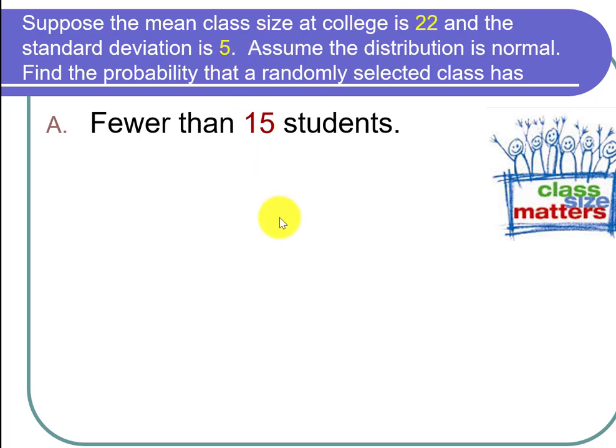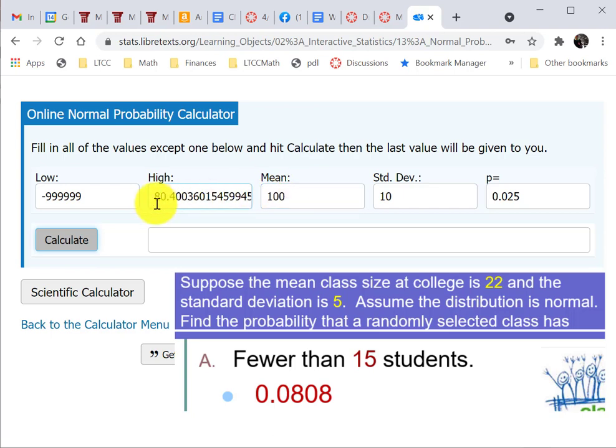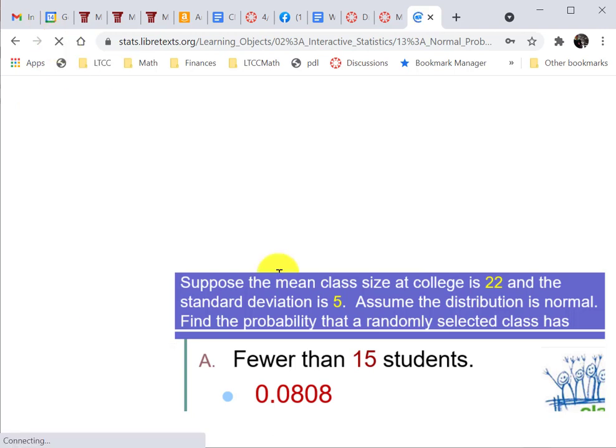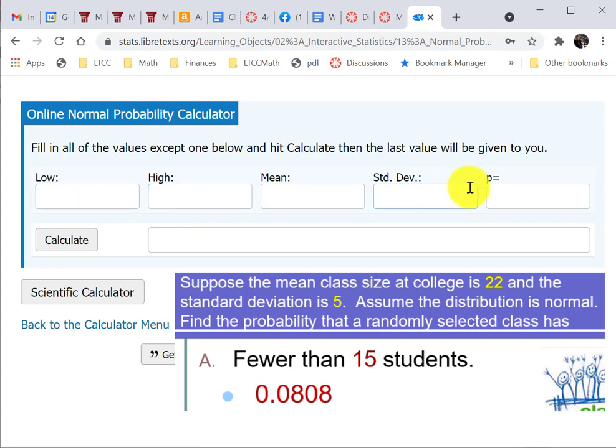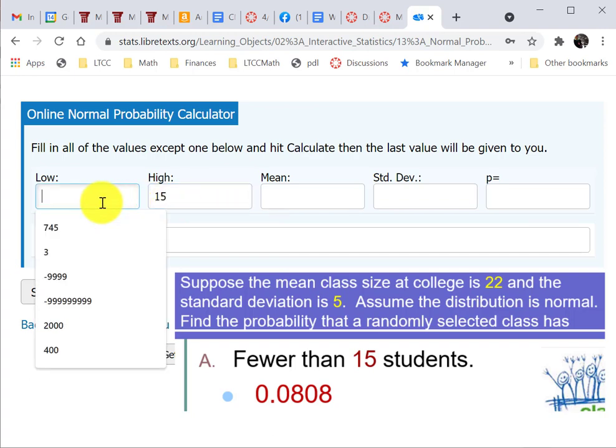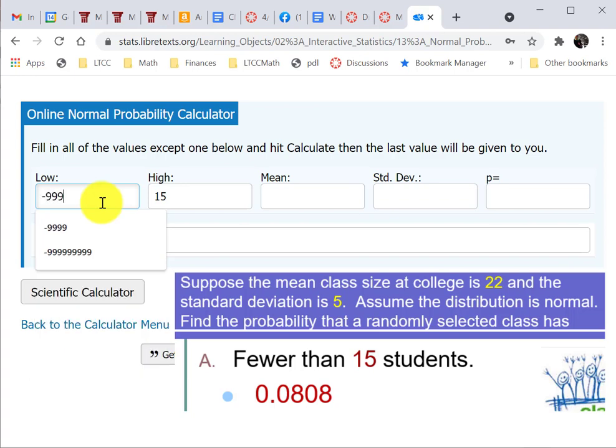So now we can go to our calculator. So here's the calculator again. I'm going to hit refresh, and that way I start over with new numbers. I could also go back to the calculator menu and then go to the normal probability. But instead I hit refresh. So now I want to find out the probability that it's less than 15. So the high will be 15. Anything bigger than 15 is too high. The smallest that you could be less than 15, well, that's negative infinity or negative a bunch of nines.